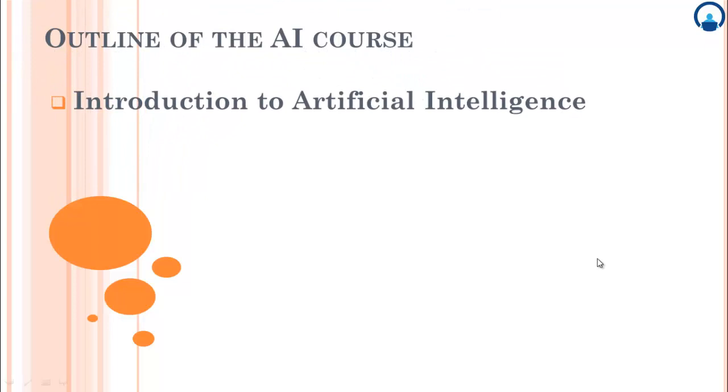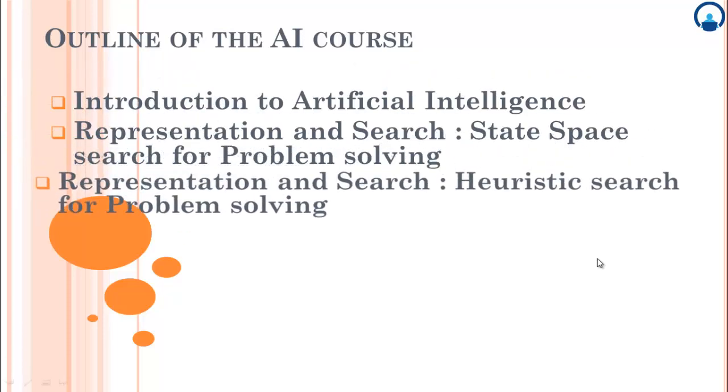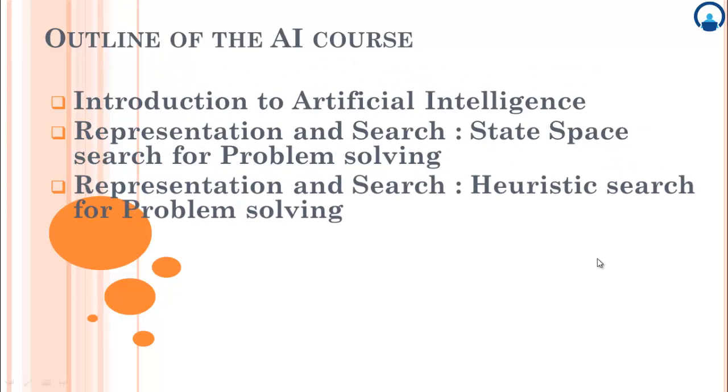Introduction to Artificial Intelligence will be my first chapter. In that chapter, I'm going to introduce what exactly artificial intelligence is and what I'm going to cover in the whole course. The second will be representation and search. In that, we have one search technique, state space search for the problem solving process. Third will be representation and search. In that, I'm going to cover the heuristic search method for problem solving.